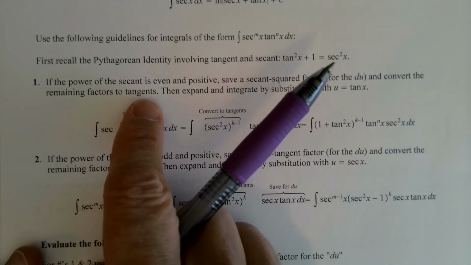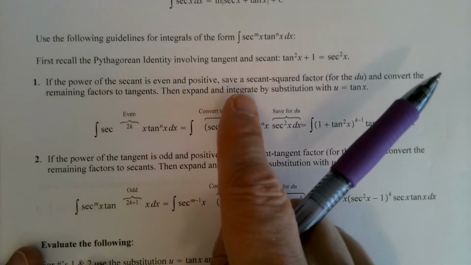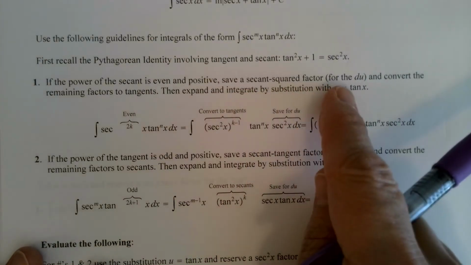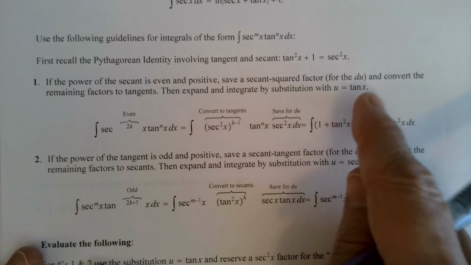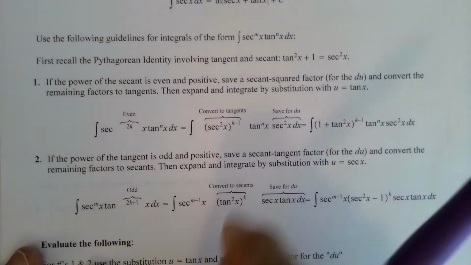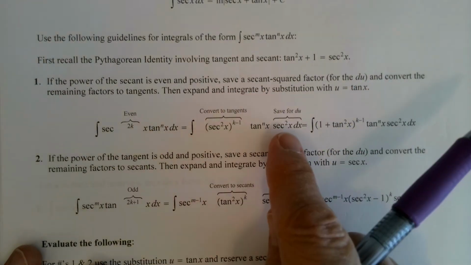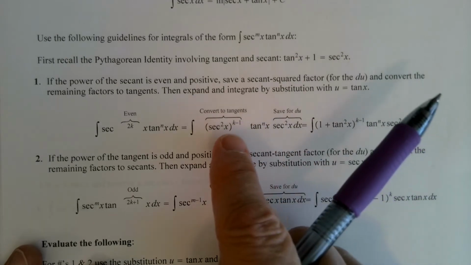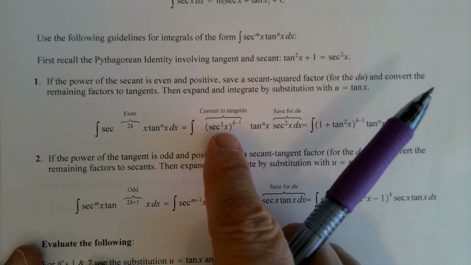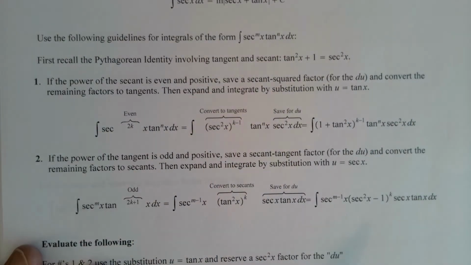If the power of secant is even and positive, we're going to save a secant squared factor for the du, and we're going to let u be tangent x, because the derivative of tangent x is secant squared x. When we borrow that one secant squared factor, all the remaining secants we can convert to tangents by the Pythagorean identity.